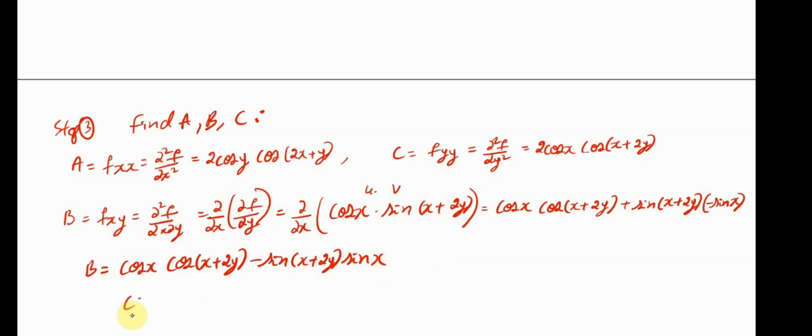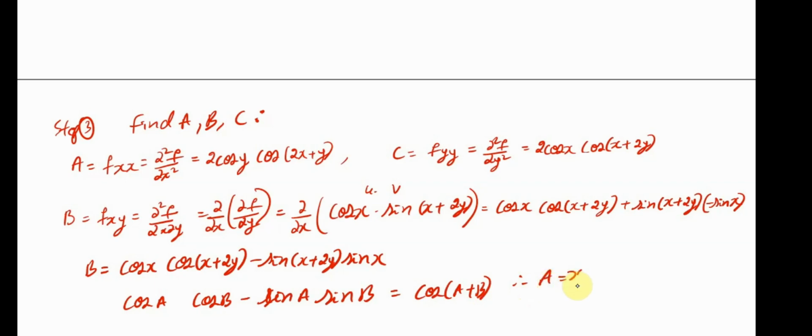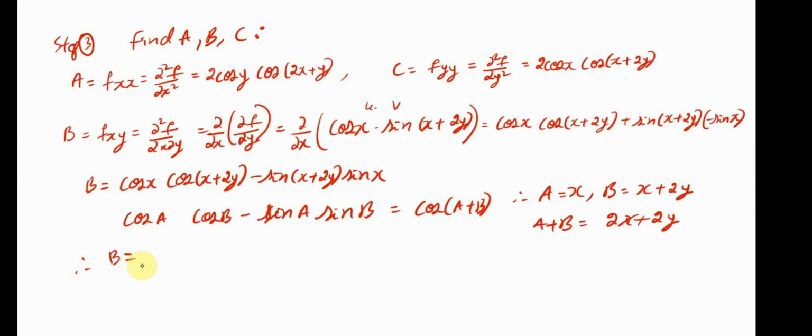We know that cos a cos b minus sin a sin b must be equal to cos(a + b). So therefore we can say a must be x and b must be x + 2y. If you take a + b, it will become 2x + 2y. So we know these formulas. Therefore we get B is equal to cos(2x + 2y). So this is how we have calculated the A, B, C.